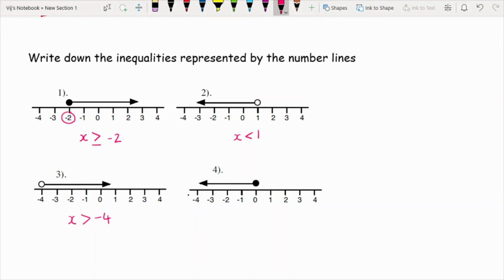And then finally for question 4, again starting with x, the arrow is facing to the left. It is shaded, so I put a line underneath it, and the number in question is at 0.